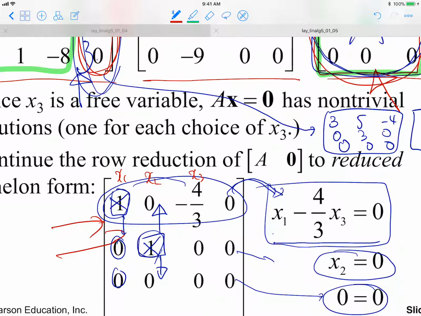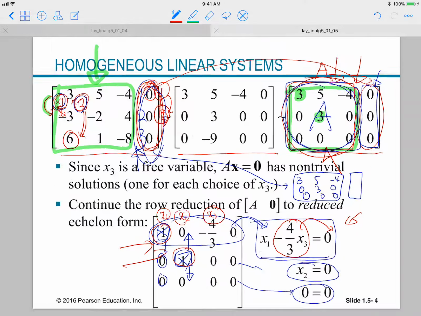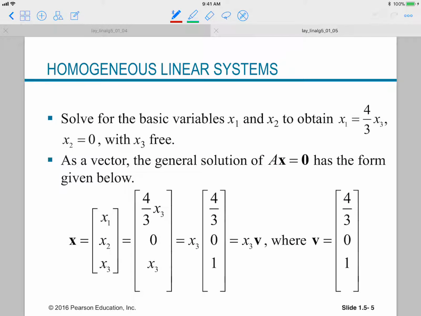So we have 3 variables, and x1 and x2 are basic variables that contain our pivot, right? And then x3 was our free variable, right? And then once we obtain this, we move our free variables all the way to the right hand side. So in this case, this guy will be moved to the right hand side. Okay, and then we obtain this. x1 will be equal to this, and x2 will be 0. x3 is our free variable, right?